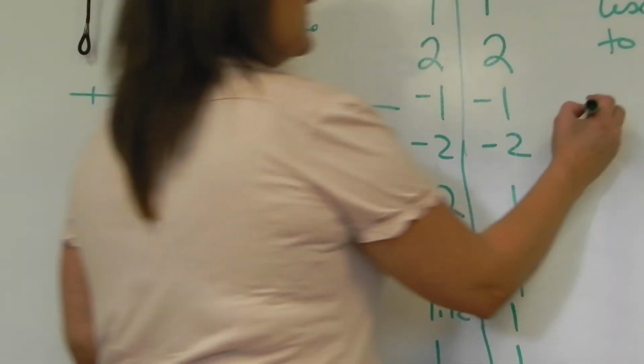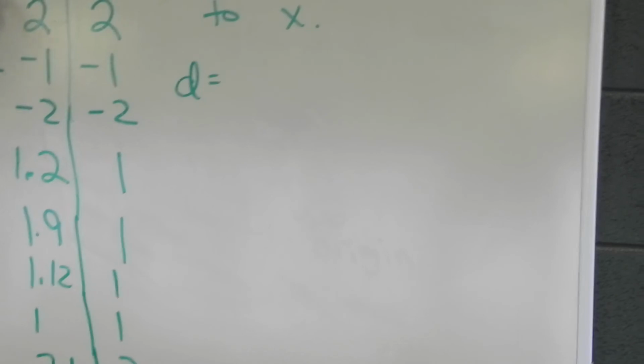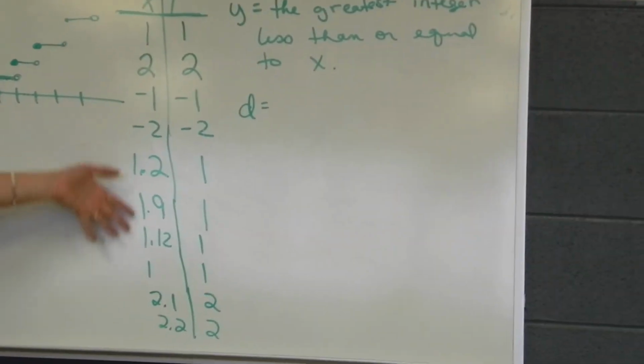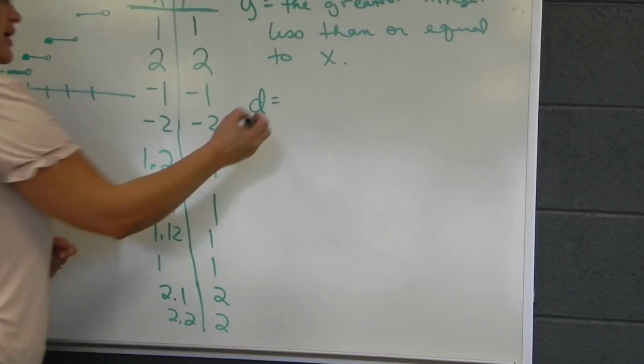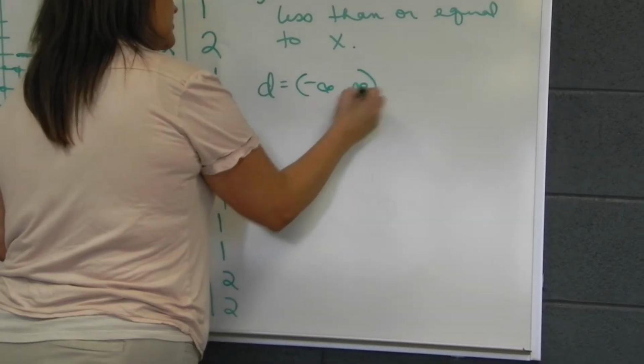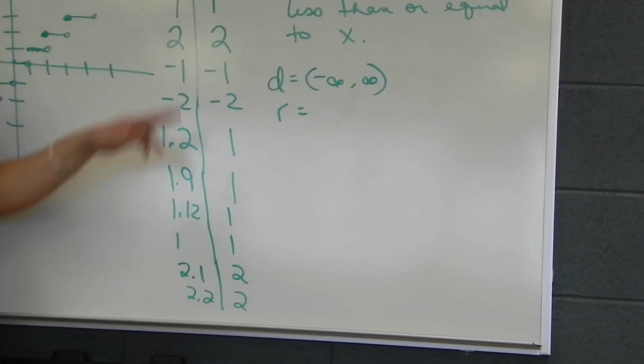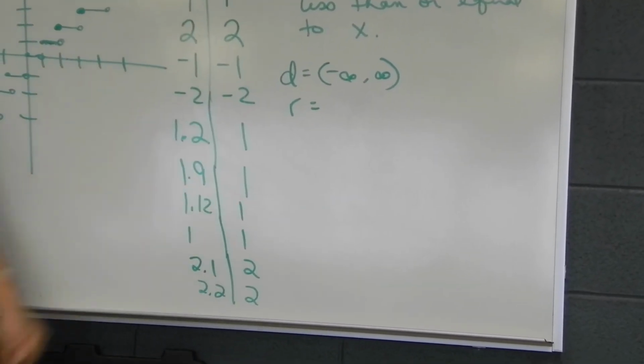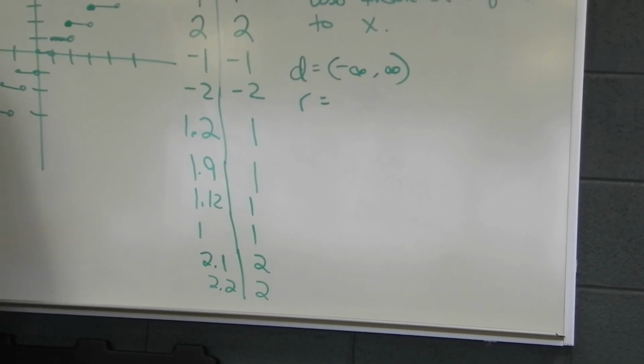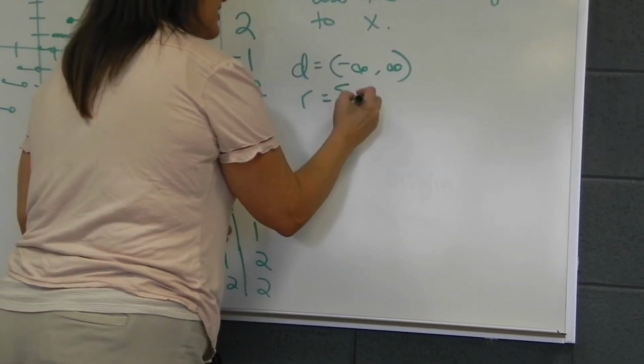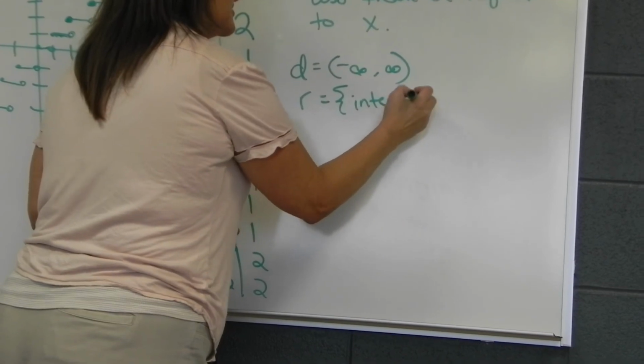So the domain, what you can plug in for x, was anything: positive, negative, decimal, whatever. Everything goes in the domain, but the range, the output side for this function, was just the set of integers. And we're just going to write that out and say it is the set of integers.